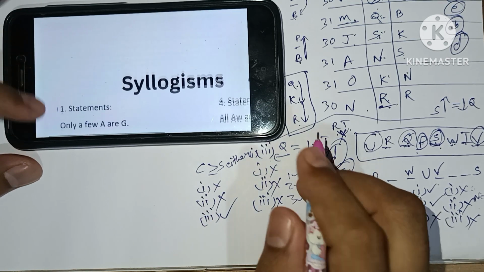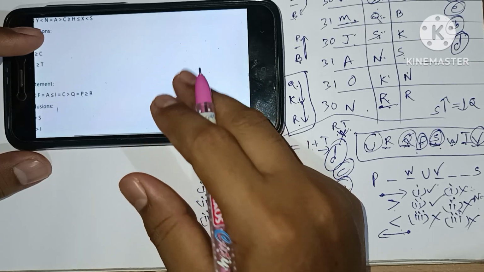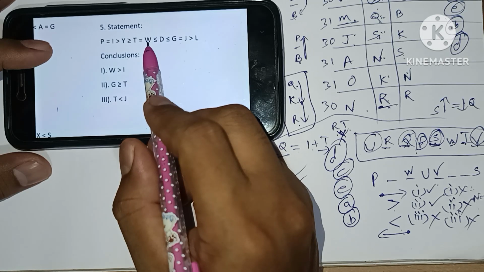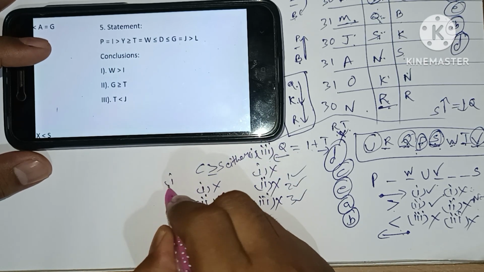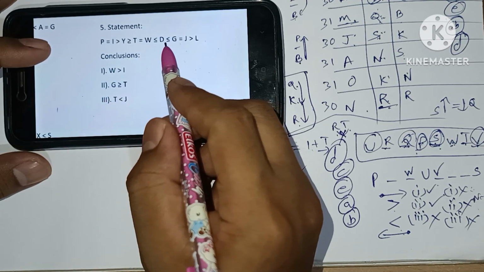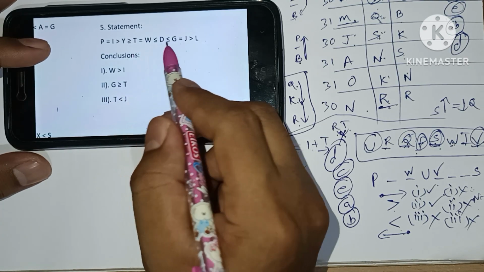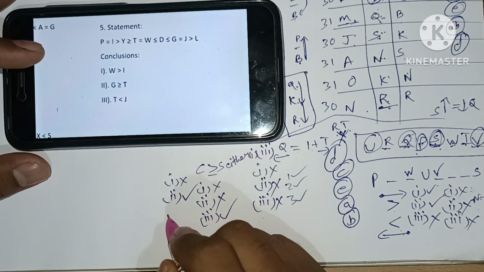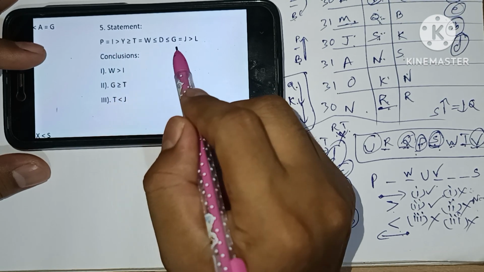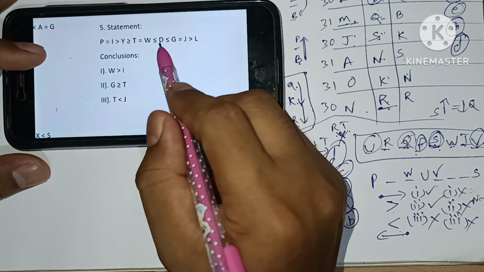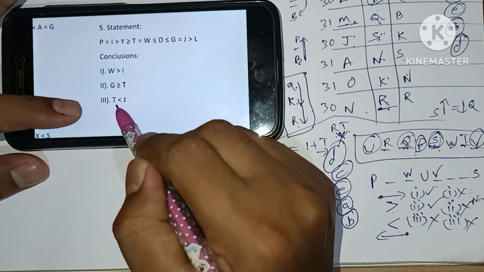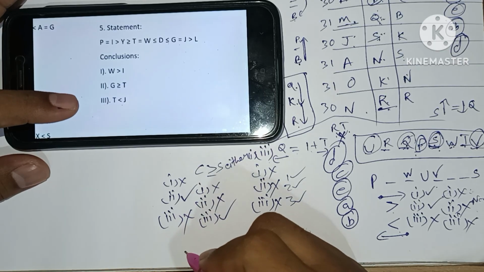Fifth question is here. The flow from W to I. From W there is no flow to I, so first conclusion will be false. Second conclusion, the flow from G to T with everywhere equals to. From G we have flow to T, and there is equal to also, so second conclusion is true. Third conclusion, the flow from J to T. From J there is flow to T, it is possible, but the conclusion says everywhere equals to, and here we don't have any equal to, so this is false.